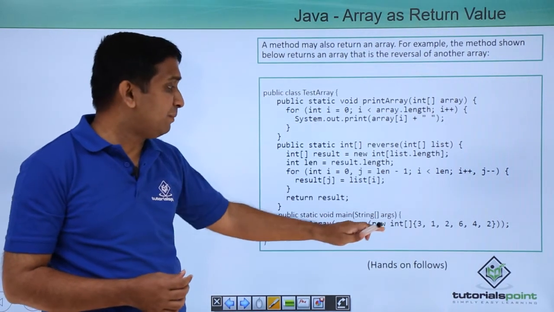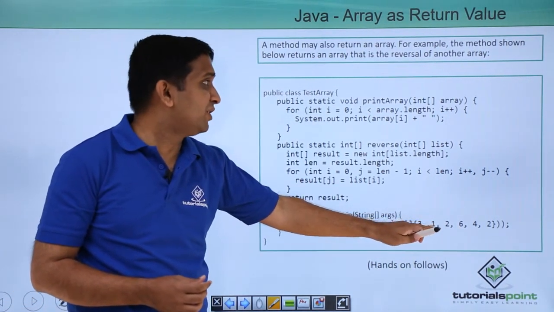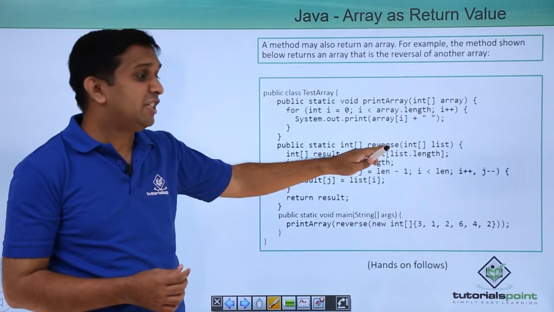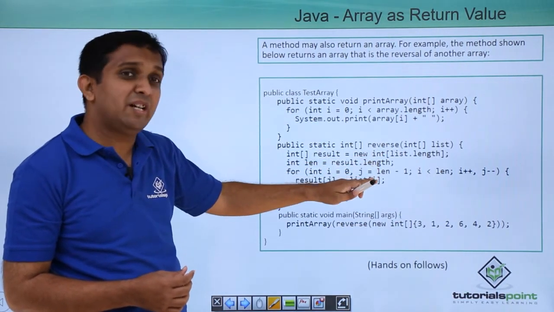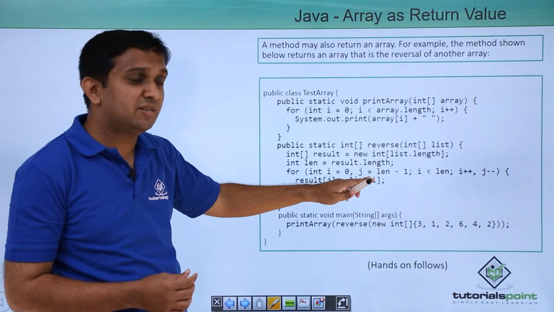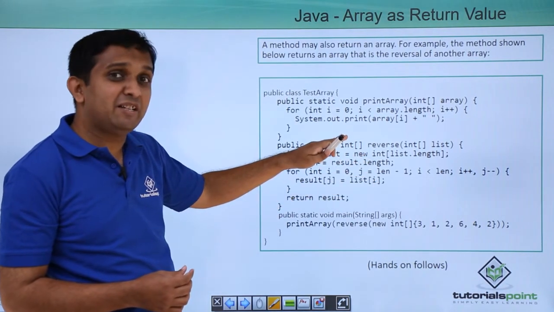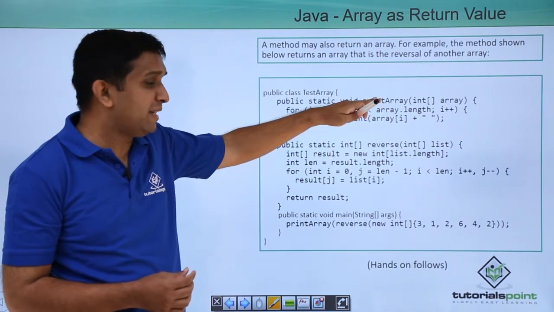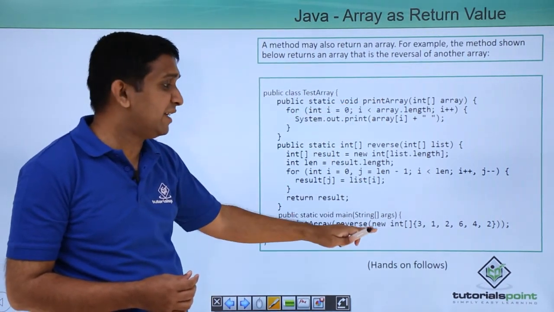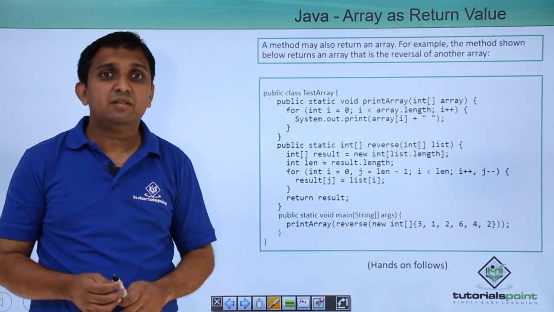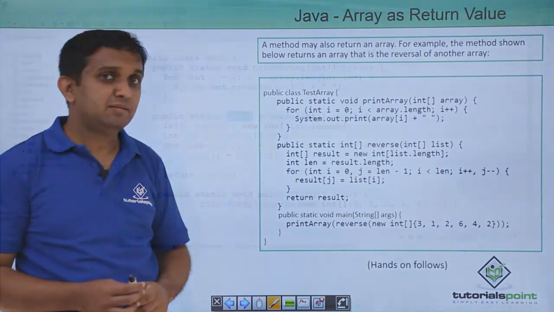Okay, so here I am creating some array which first goes to the reverse method. The reverse method is creating a new array with the reverse values of the elements, and that new array is returned by reverse, which is going to the printArray method, and that array is getting printed. So we will implement this code practically.